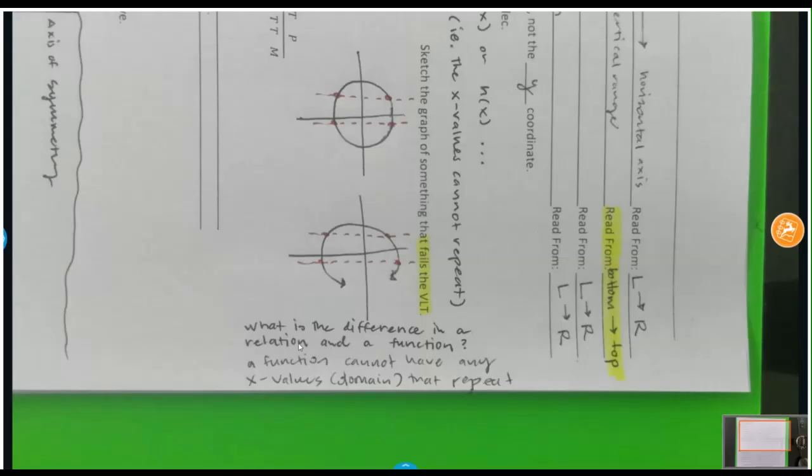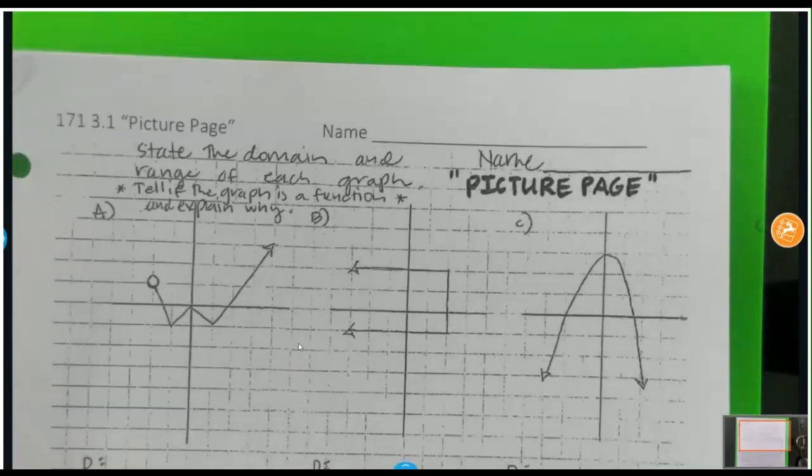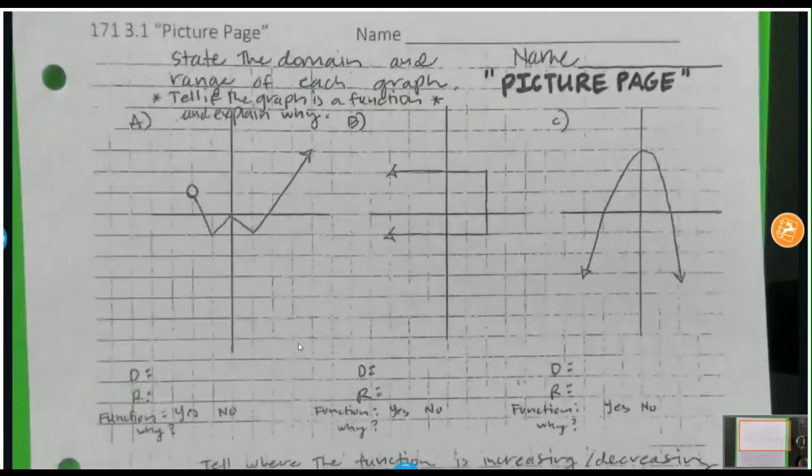All right, so let's practice one of these. Go to your other purple packet. Now keep these notes handy, but we're going to practice on this packet right here. So make sure you've got this to the side, and we're going to look at this called picture page.